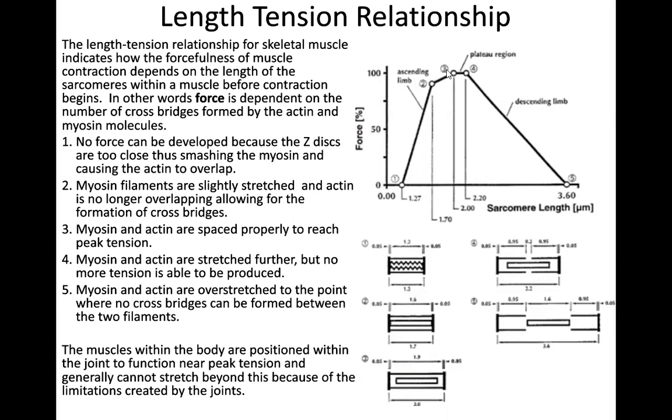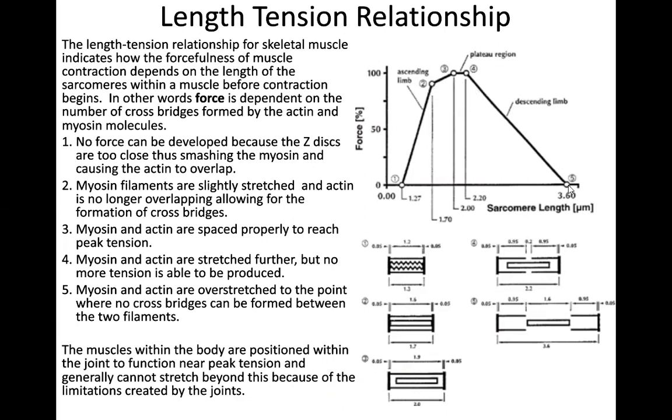Okay, you stretch it a little farther, we reach peak tension, meaning we are maximizing the number of cross bridges we can form. We stretch it a little farther, same thing, point 4. We don't see any increase in force, and that's because we've already maxed out the number of cross bridges we can form.